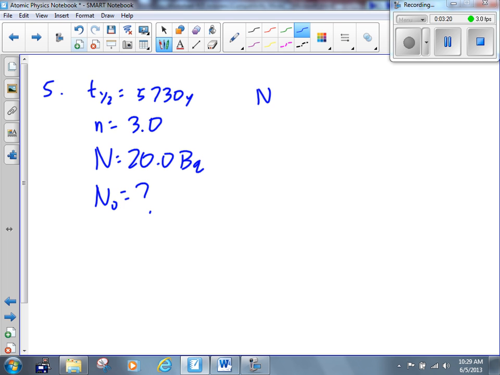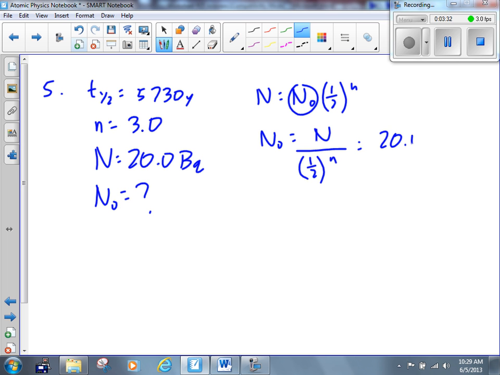So we're going to do N is equal to N sub 0 times 1/2 to the little n. We're going to rearrange that to solve for N0. It's going to be equal to N over 1/2 to the little n. N is 20 becquerel divided by 1/2 to the 3. As it turns out, we didn't actually need the half-life here. You didn't need to go back to the information you had learned over the last couple of days. We're given the number of half-lives. That's good enough. When you solve that, it worked out to be 160 becquerel.